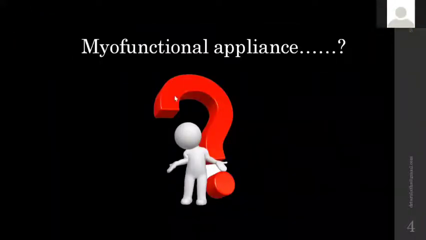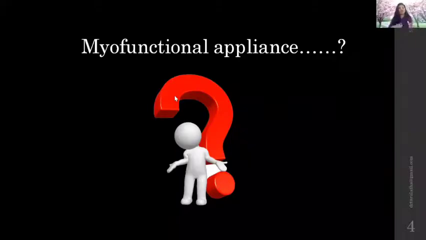So before I merge into twin block proper, I would like to discuss, first thing is, what is a myofunctional appliance? The name itself is giving us a suggestion that myo means the muscle, functional means the functions. Utilizing the functions of the muscles, we are going to bring about the change in the occlusion, change in the skeletal system. That is the function of a myofunctional appliance. But what about the definition? The definition goes like this.